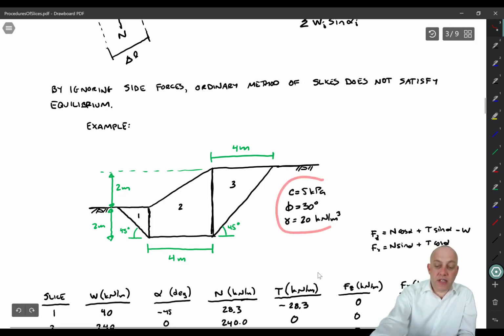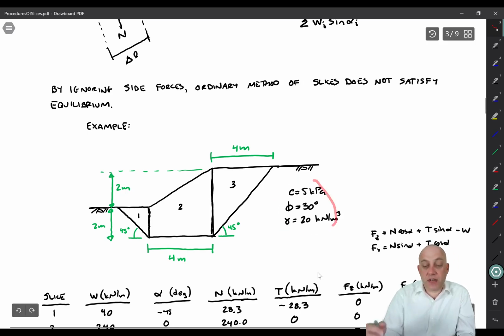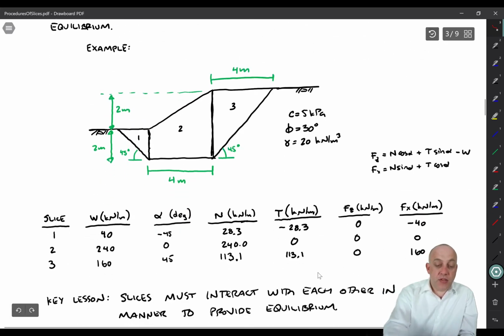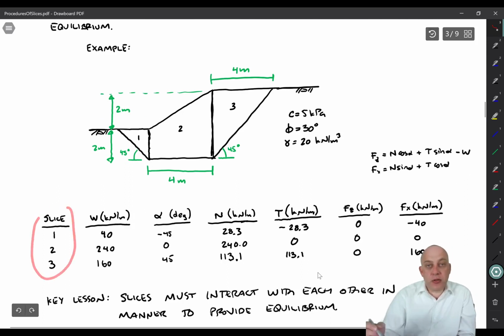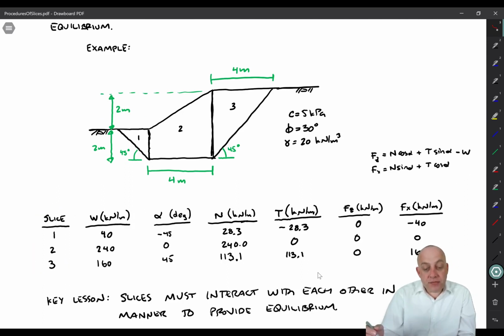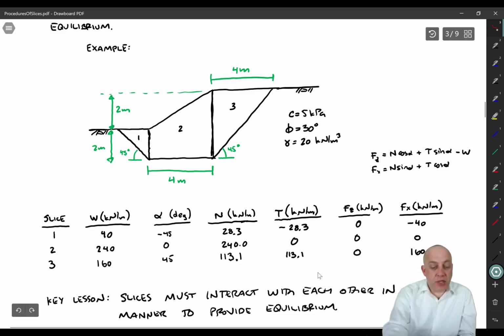So here we have c, phi, and gamma: 5 kPa, 30 degrees, and 20 kilonewtons per meter cubed. What we can do now is make a little table containing some numbers. You'll have to do this in your homework assignment, but you'll probably have 25 slices or something instead of 3. Then we can compute the weight of each slice simply by computing its area and multiplying by unit weight.